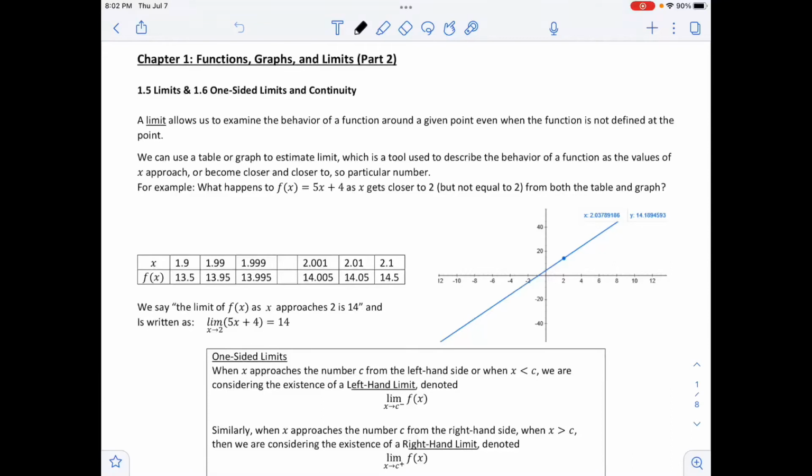This is Chapter 1, Part 2, Functions, Graphs, and Limits. We are now going to explore sections 1.5 and 1.6. 1.5 is limits and 1.6 is one-sided limits and continuity. I put these two sections together because they overlap so much and have to do with one another drastically. This is the beginning part of calculus for us.